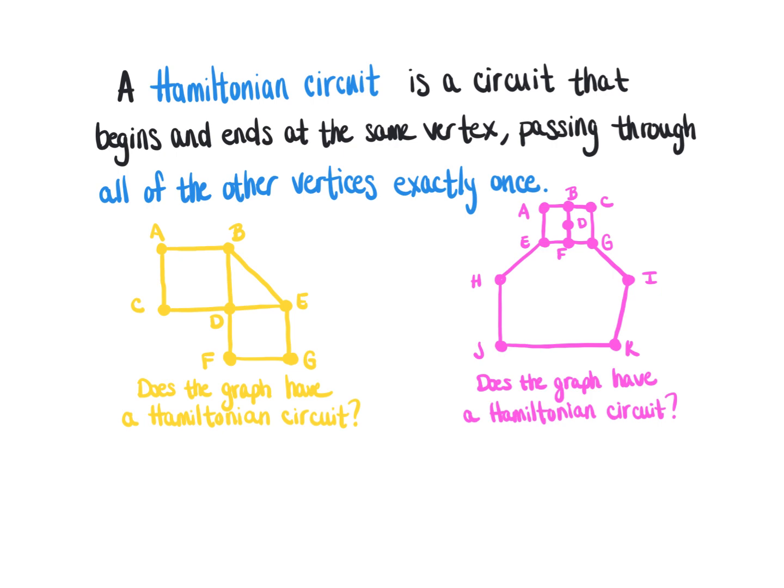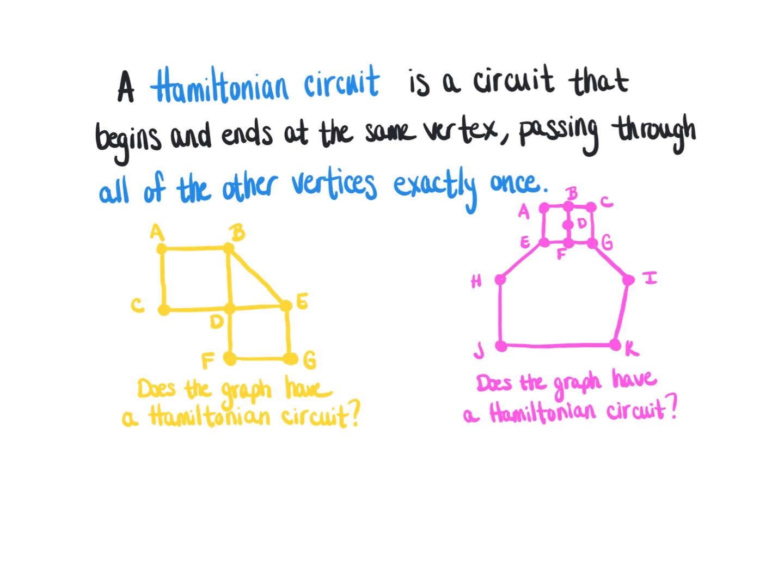A Hamiltonian circuit is a circuit that begins and ends at the same vertex. Now, just like we have circuits that start and end at the same vertex, and we have Euler circuits that begin and end at the same vertex, traveling every edge exactly once, a Hamiltonian circuit is a circuit that begins and ends at the same vertex, except it passes through every one of the other vertices exactly once. Again, the beginning and ending vertex is the exception to that rule. You do have to cross through that one twice. You have to start and finish there.